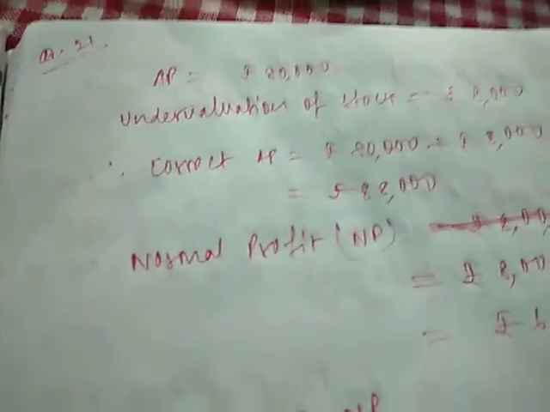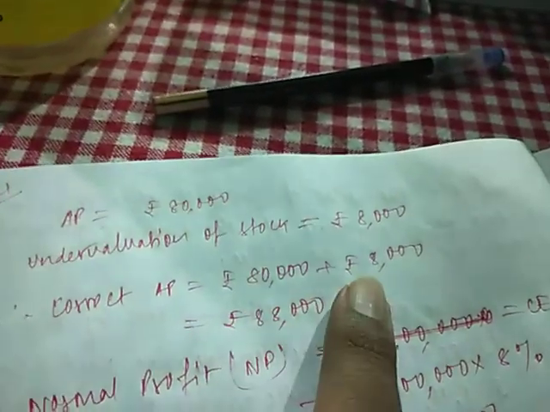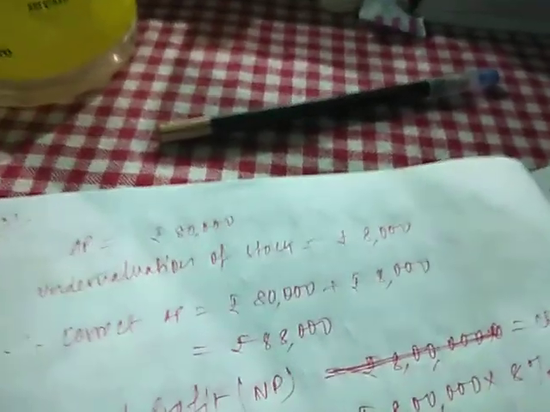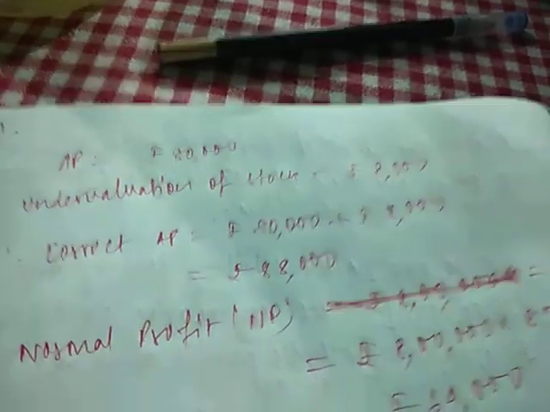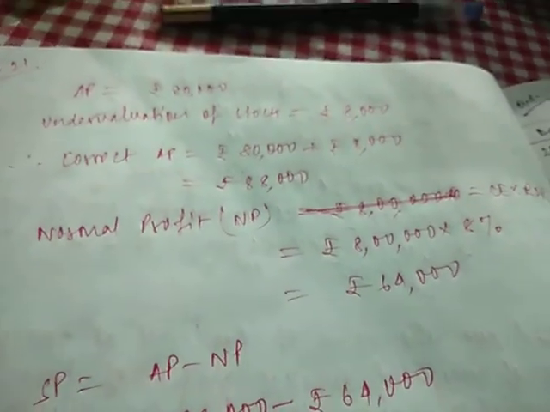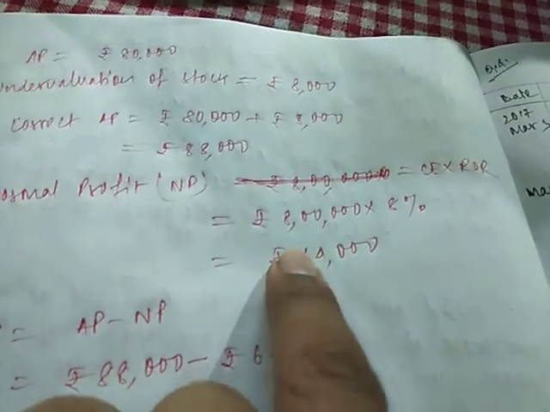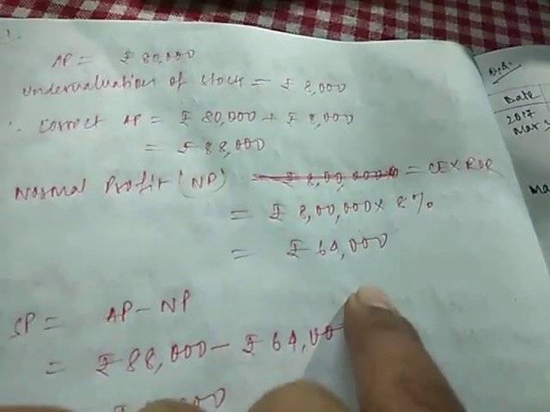Now, how to solve the sum: average profit 80,000, undervaluation of stock 8,000. So we'll find the correct average profit. Correct average profit will be 80,000 plus 8,000, because when stock is undervalued, profit is also undervalued. So the correct profit is 88,000. Now normal profit, NP, is calculated as capital employed into rate of return, that is 8 lakh into 8%, 64,000.